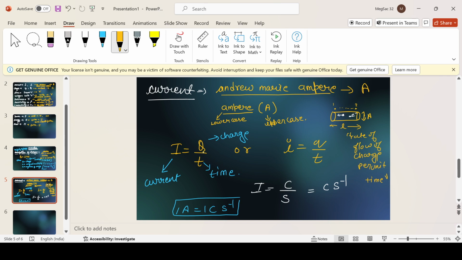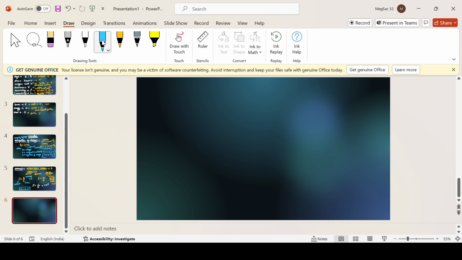Whenever you divide any quantity by time, it is always said to be a rate of flow, a rate of something. So right now it is the rate of flow of charge per unit time. Just remember the formula right now. Is the formula clear, everyone? Yes, sir. Now, on the basis of these two formulas, you can make a third formula also. Is it possible? Yes, definitely.